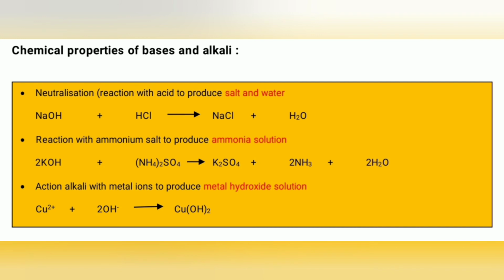Chemical properties of alkalis. Number 1, alkalis react with acids to produce salts and water. Number 2, alkalis react with ammonium salts to produce salts, water, and ammonia gas. And number 3, alkalis react with metal ions to produce metal hydroxides.